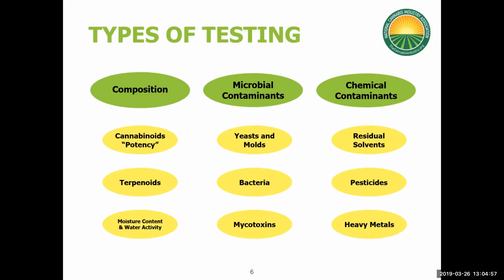There are many types of testing. Each of these types of testing really goes back to showing that we're upholding our CISPQ. We're going to talk about all of these a little bit longer. So we have our composition testing, which is what is in the flower itself, the cannabinoids, and then we have our two different kinds of contaminant testing, microbial and chemical.